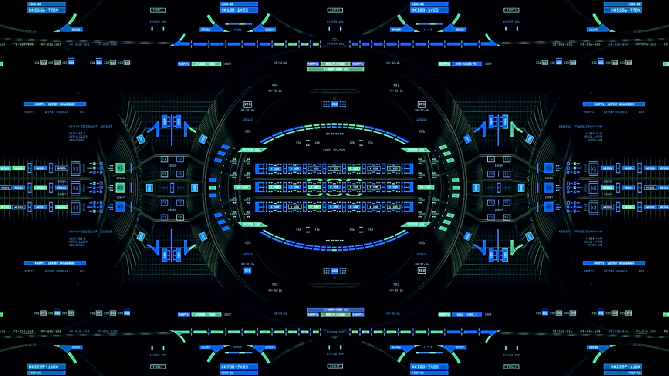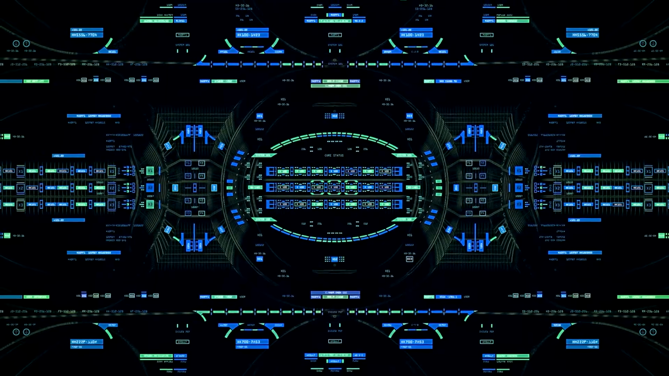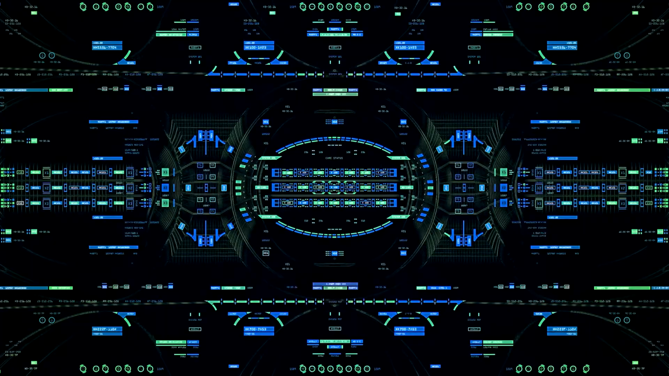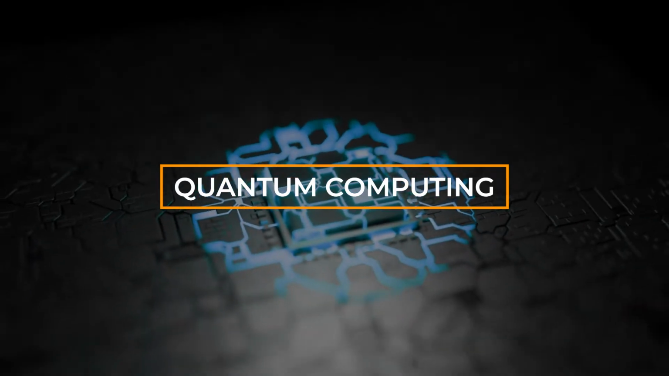By the end, you'll have a better understanding of the incredible possibilities quantum computing holds for the future. While the potential of quantum computing is immense, it's important to note that this technology is still in its infancy stage, with ongoing research and development paving the way for future breakthroughs. First, let's understand what quantum computing is and how it works.